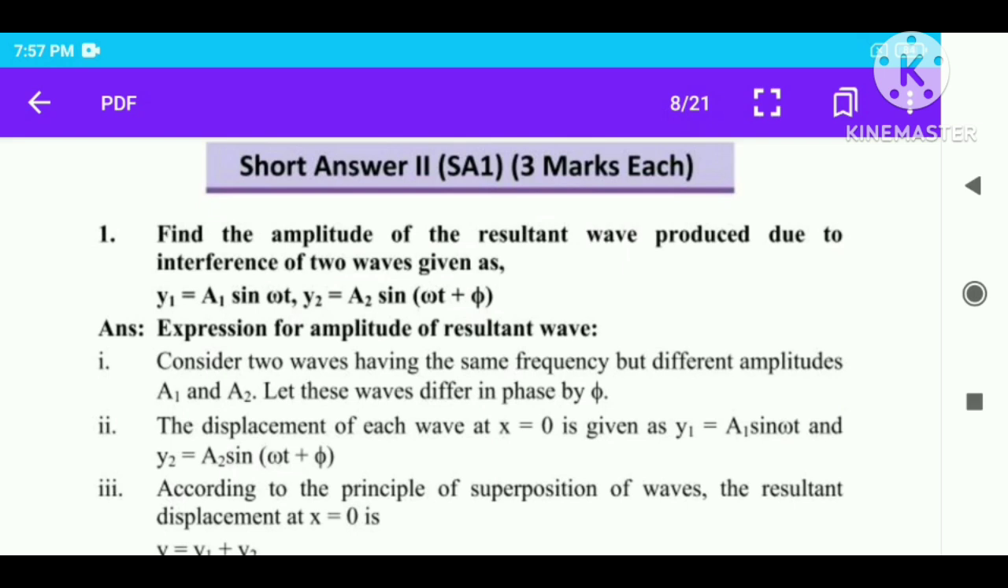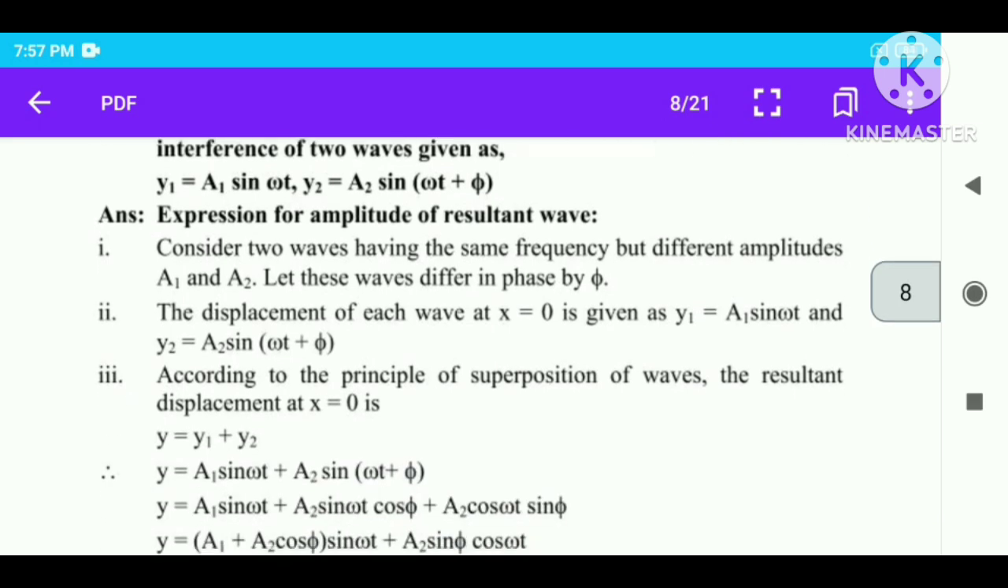First question: Find the amplitude of the resultant wave produced due to the interference of two waves given as y1 is equal to a1 sin omega t, y2 is equal to a2 sin into bracket omega t plus phi. Answer: Expression for the amplitude of the resultant wave. First, consider two waves having the same frequency but different amplitudes A1 and A2. Let these waves differ in phase by phi.